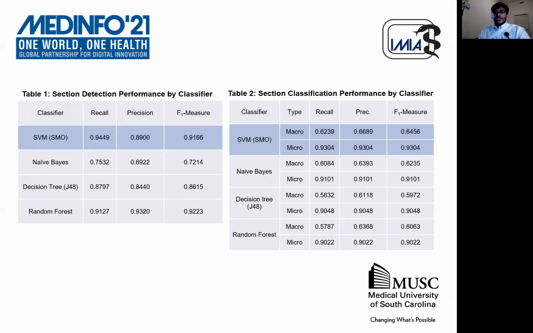When we look at section classification performance by classifier in table 2, it's important to recognize that the evaluation was done assuming the ideal upstream performance, meaning that all the section headers in that clinical note were detected. The macro average consistently had lower performance compared to the micro average performances in all of the classifiers. You can also see that the SVM had standout performance in recall and precision, followed by the naive Bayes, then the J48 decision trees, and then the random forest.